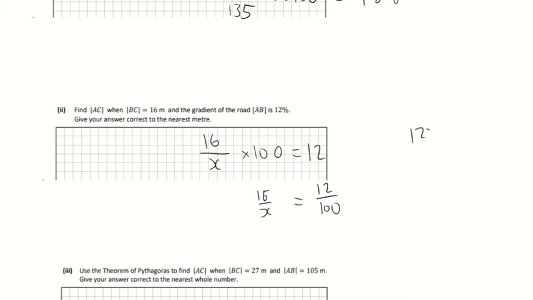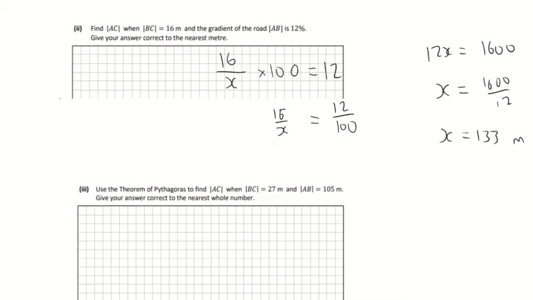So 12x is going to be equal to 16 times 100, so 1600. So you're doing that multiplied by that, and you're doing that multiplied by that. You're allowed to do that when you've got two fractions equal to each other. That's cross multiplication. So x is equal to 1600 over 12, and that's going to be 133 meters when it's rounded off.